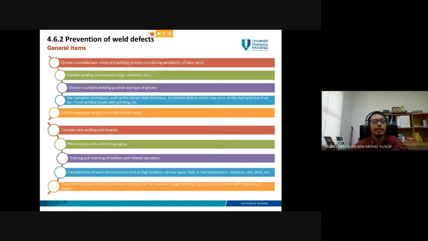Okay, so to prevent the weld defect, this is the general item, which is to choose a suitable base metal and welding process. Okay, melibatkan design tadi lah. And then suitable welding consumable needs to be selected. Okay, and then choose a suitable welding position and type of groove. Use operation techniques such as the retract strut technique, okay, to prevent defect. Confirm adequate height and width of weld bead. Consider tack welding and location, performance and control of gouging. Okay, training and manning of welders and related operators, consideration of work circumstances. Okay, and also the treatment to ensure that trouble does not occur at the next work stage.